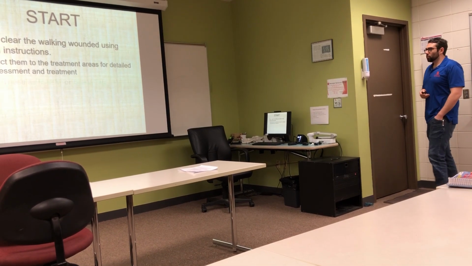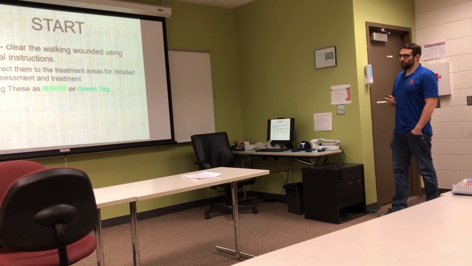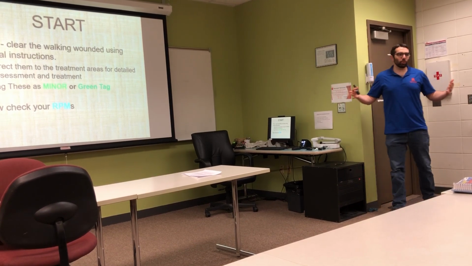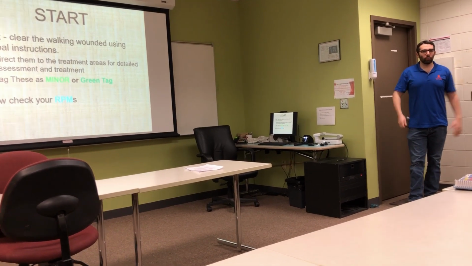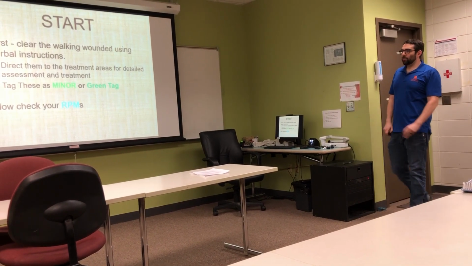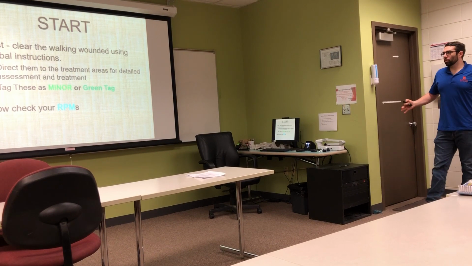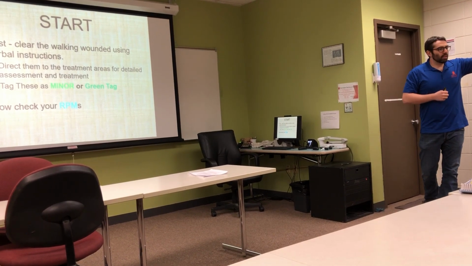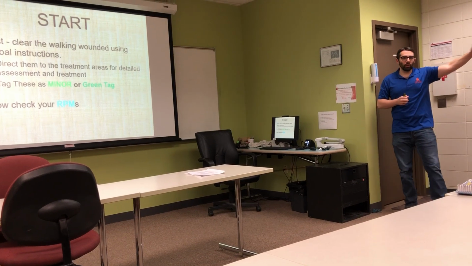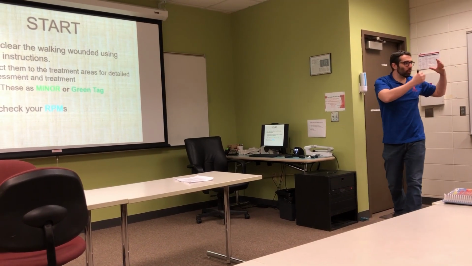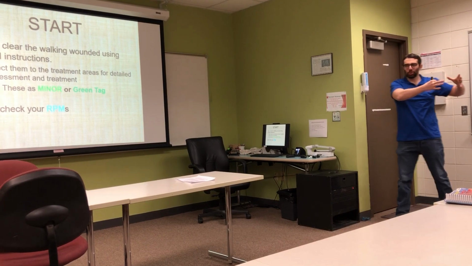So first things first, we're gonna clear the walking wounded using verbal instructions. So let's say we get into this room, maybe this room's got 20 wounded people in it. A bomb went off, whatever it is, hopefully not a shooting, and you've got 20 people in this room. You come into the room and, all right, everybody who can walk, hang out at this door, and hopefully all the walking people walk out. Those are all green tags now. So now you have all your green tags in one area and you can move on.